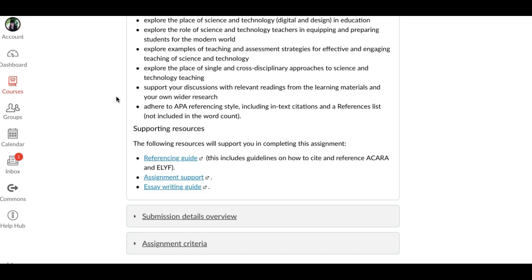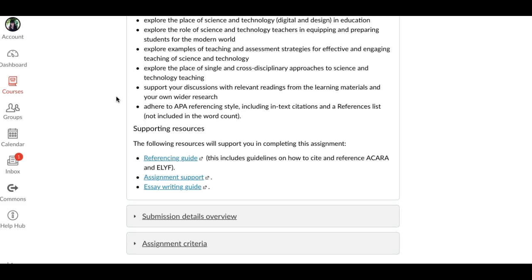Now, you've also got to explore, very importantly, maybe in the last paragraph, the place of single and cross-disciplinary approaches to science and technology teaching. And that's where you discuss how learning can be integrated across the curriculum, and what the benefits of this are.